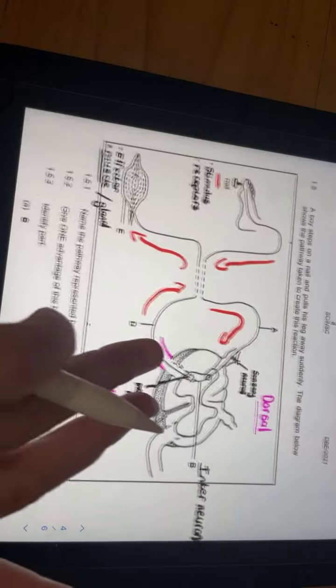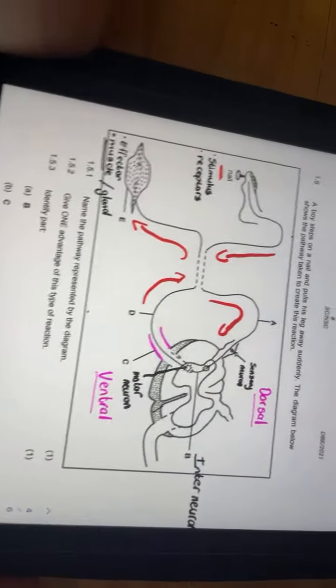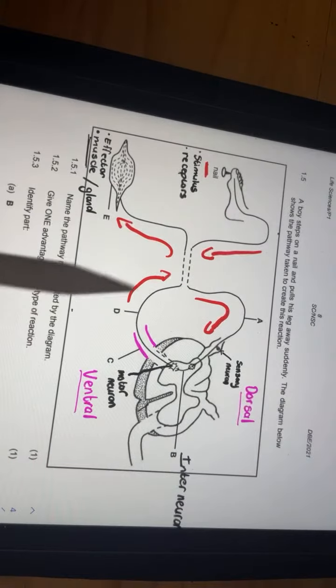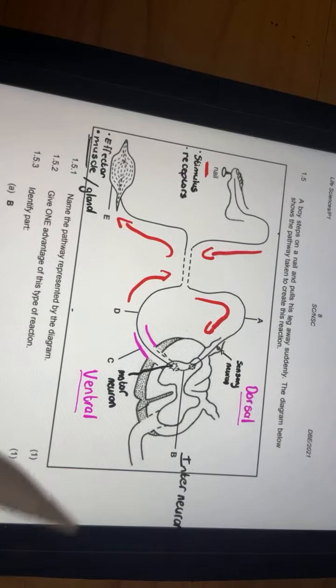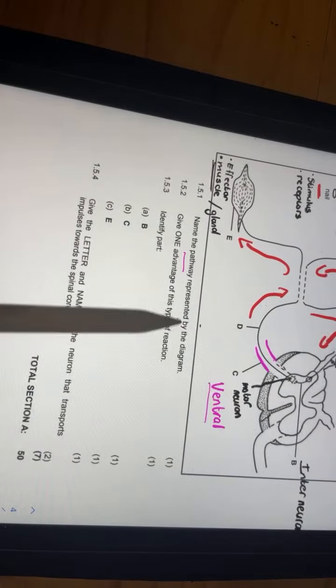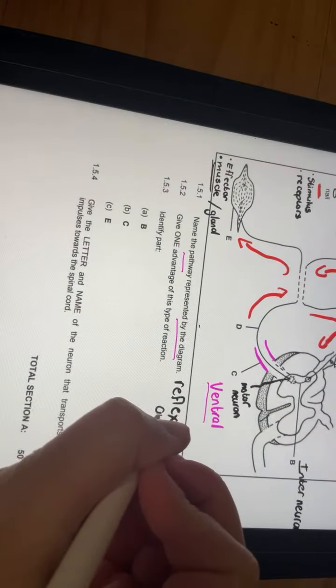So now we've sort of discussed this picture. And again, as I'm going to say it again to you, this is a very common June paper question. Teachers love asking this kind of question. It says, name the pathway represented by the diagram. It's only for 1 mark, and this is a reflex arc. Okay, so let me just go back to be black. So this is a reflex arc.